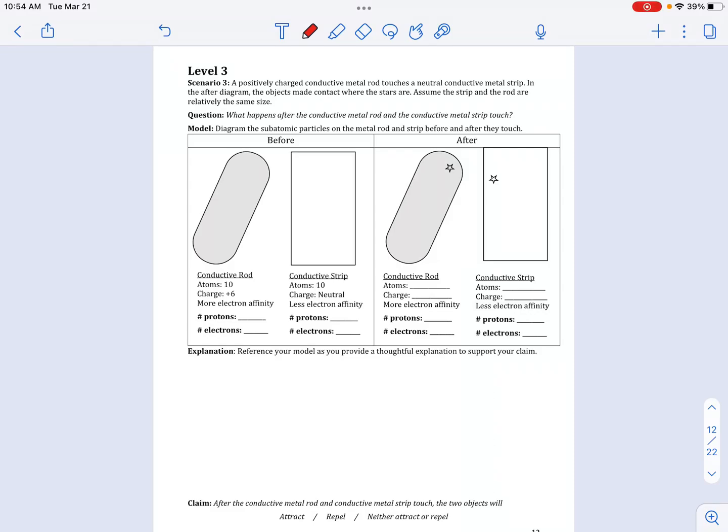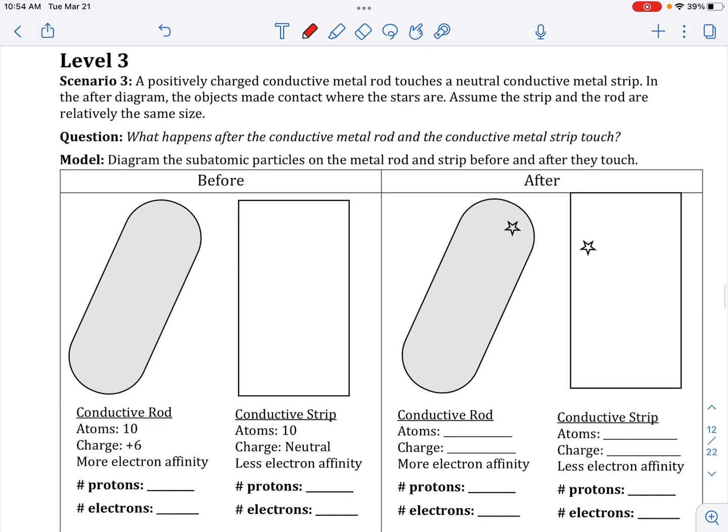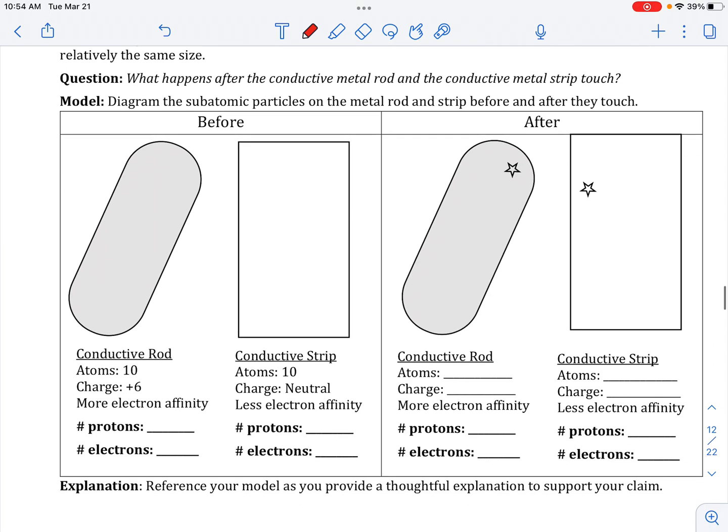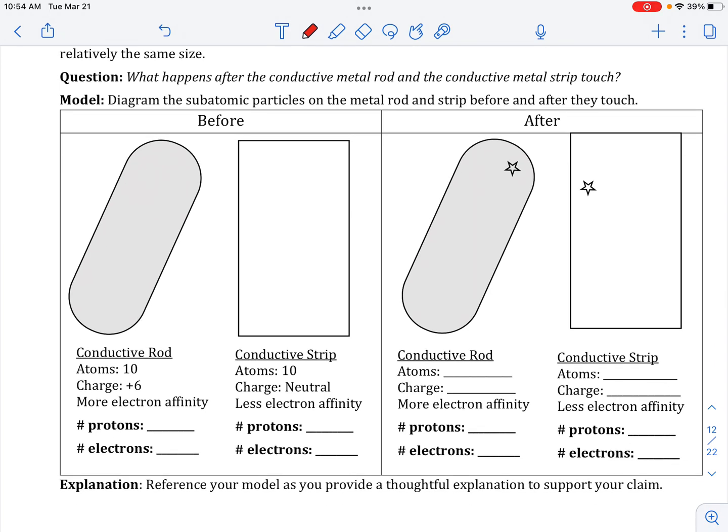All right, everyone, let's take a look at page 12 together here. In this one, we've got a conductive rod and a conductive strip, and these two are going to come in contact. They actually touch each other. That's important, right? Because that means this is going to be charging by contact. That's what we're looking at here. So let's dive in and start drawing the diagrams for each one.